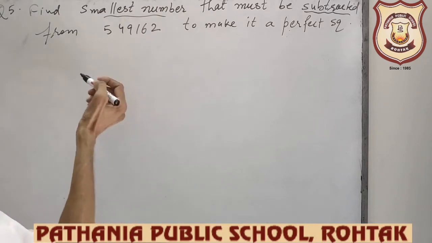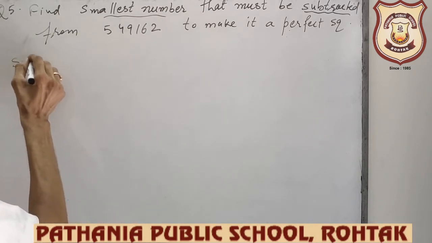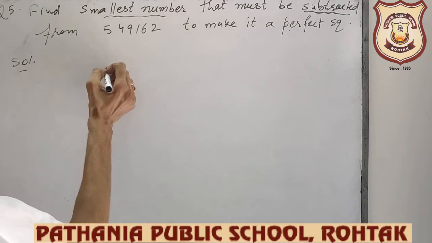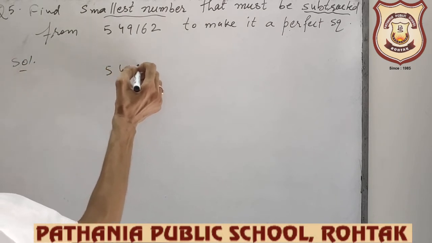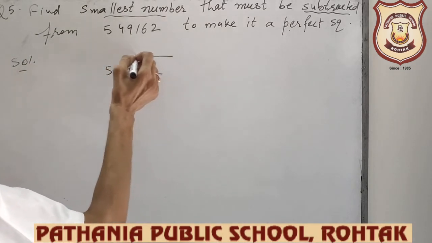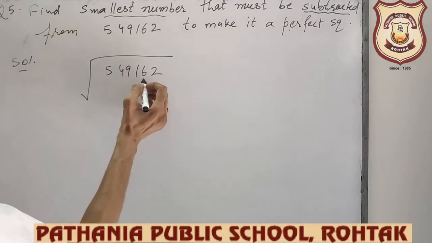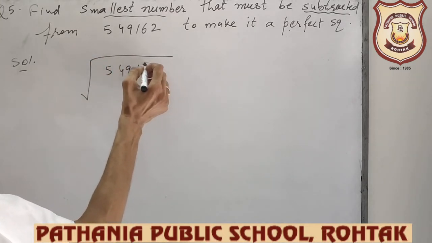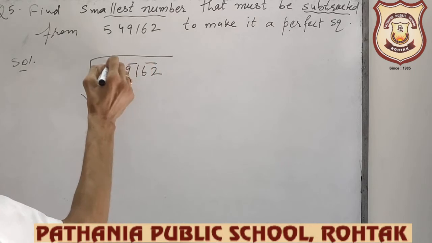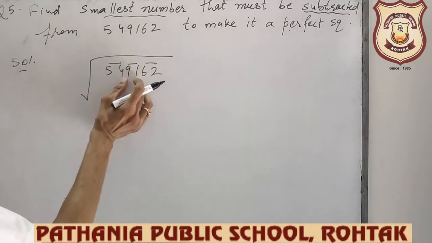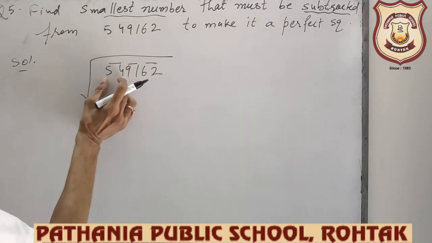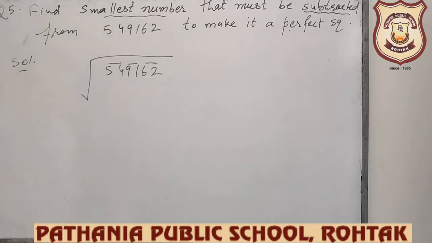Write this number. Solution. Find the square root of 5,49,162 by long division method. And what is that method? Make the pairs from the right side like this. One pair is 62, another pair is 91, and the last pair is 54.